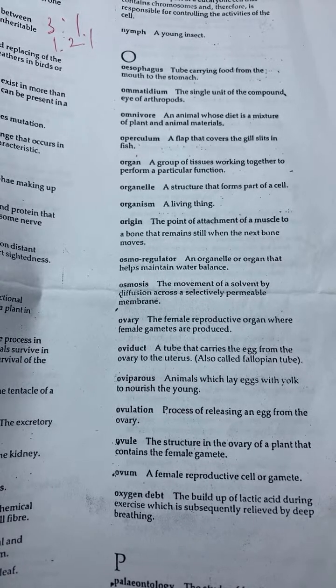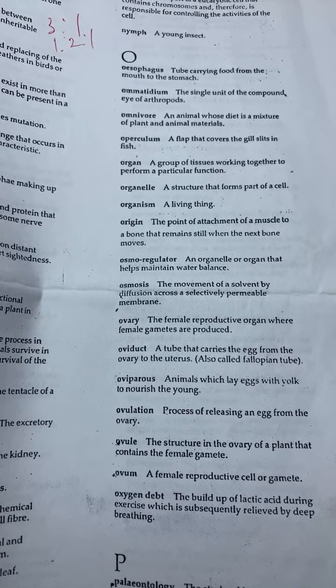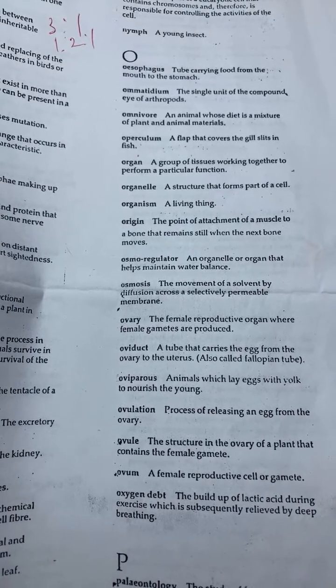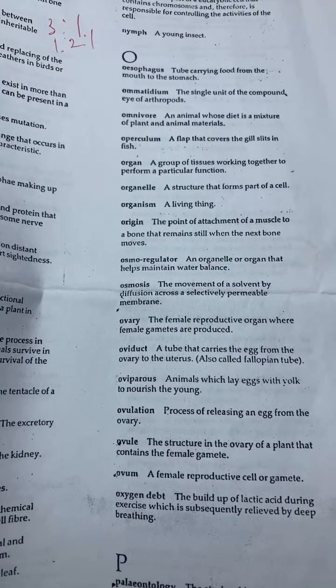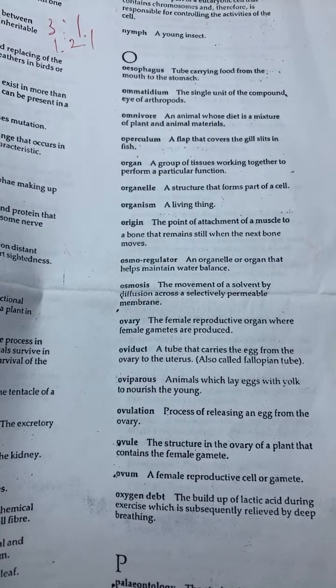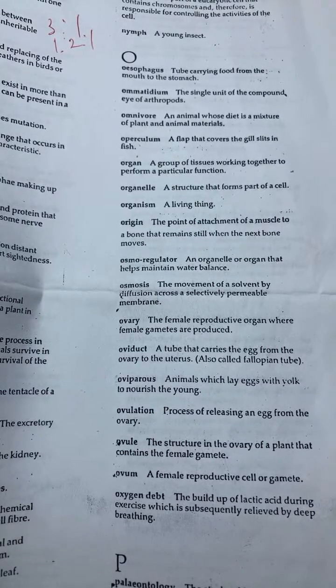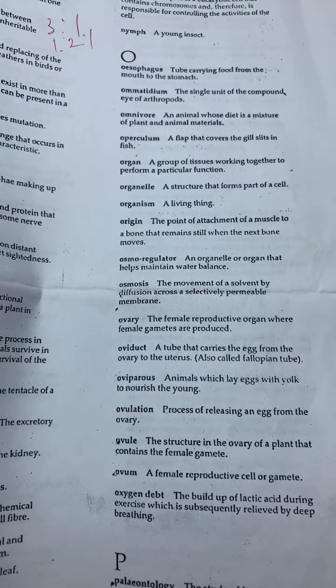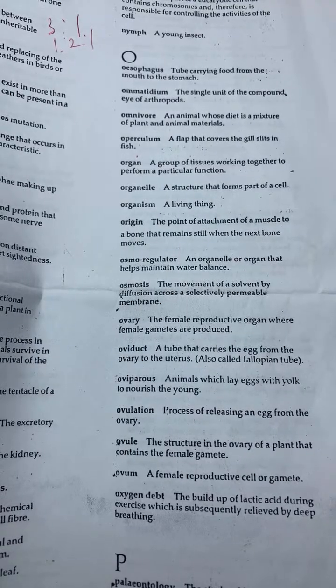Now we'll move on to ovary. Ovary is the female reproductive organ where female gametes are produced. That's ovary for you. When we're talking about female gametes, we're talking about the egg. Meanwhile, an oviduct can also be called a fallopian tube, just as we mentioned initially. An oviduct is a tube that carries the egg from the ovary to the uterus.